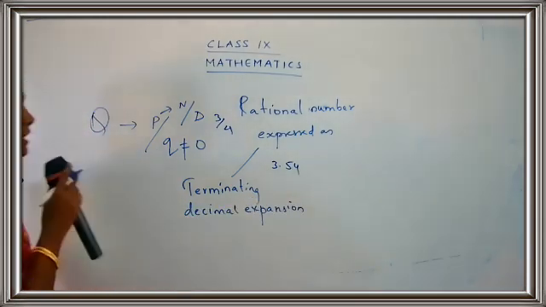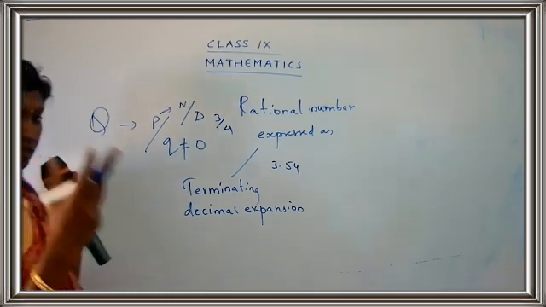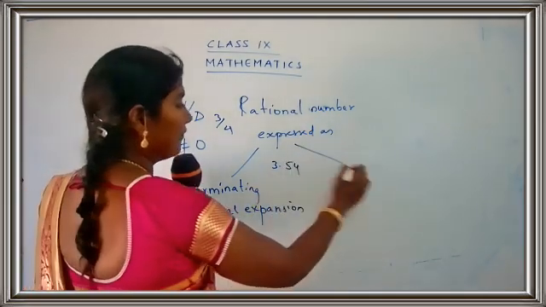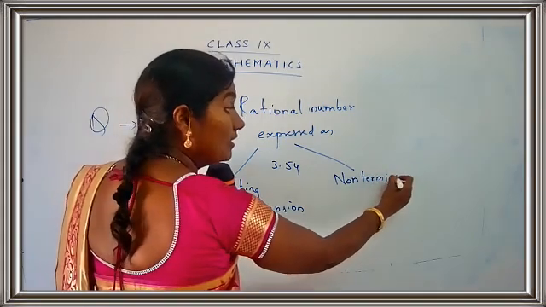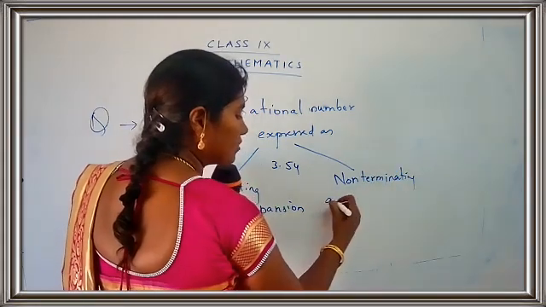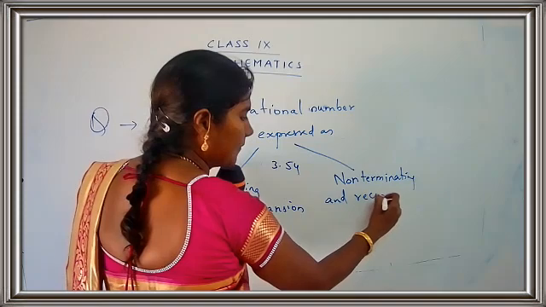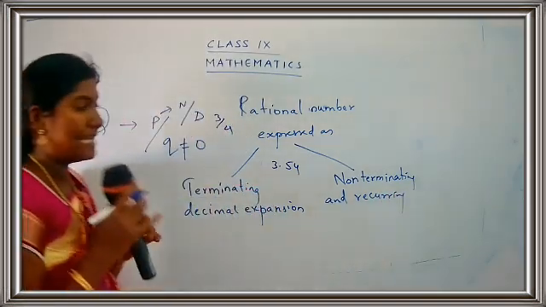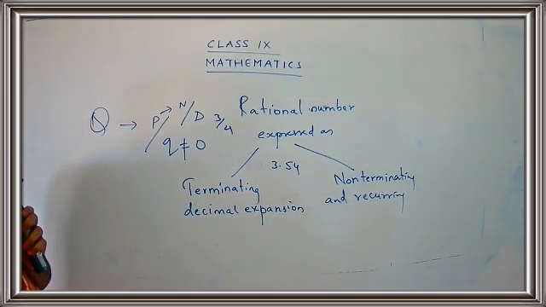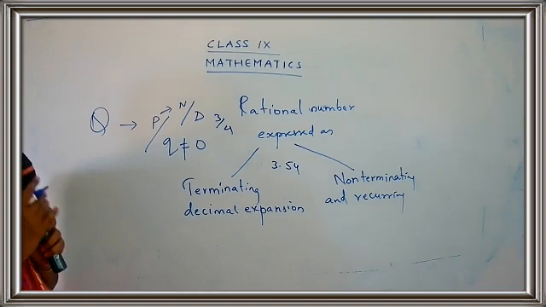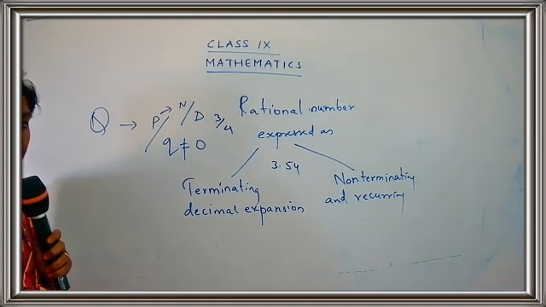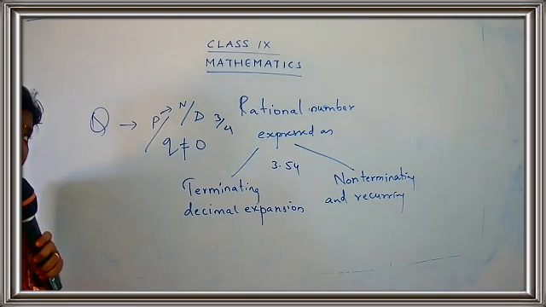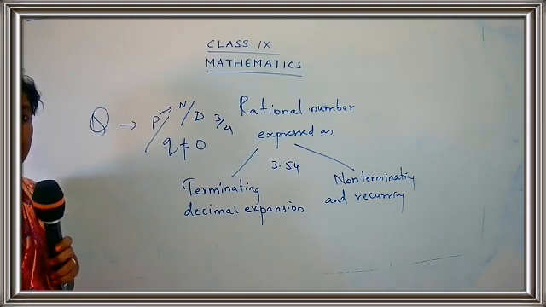Now, we have one more thing to be noted here. We have non-terminating and recurring. So what is the next way of expressing a rational number? The second way is non-terminating and recurring. What is the meaning of non-terminating? Non-terminating means the number goes on.